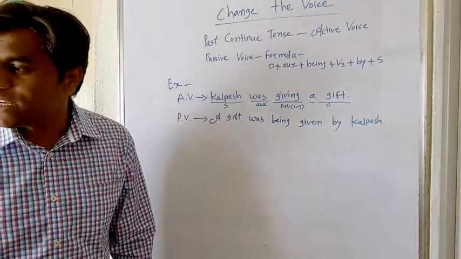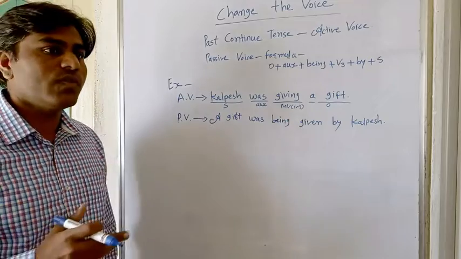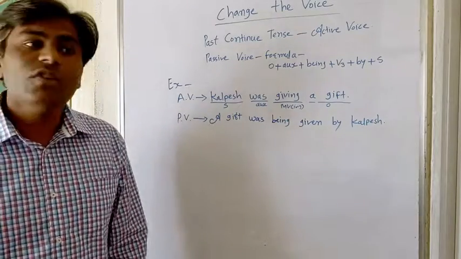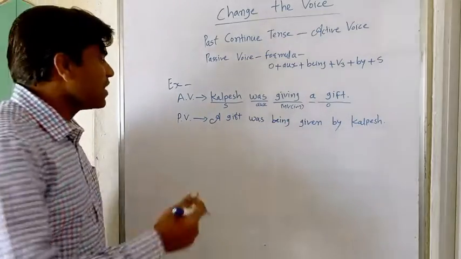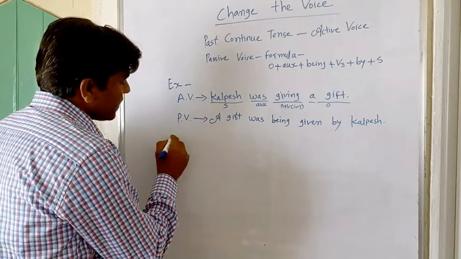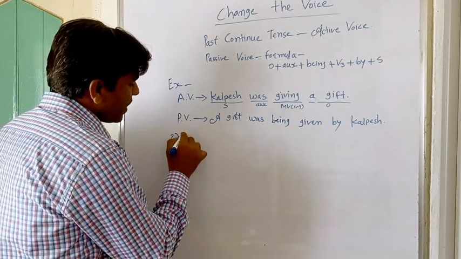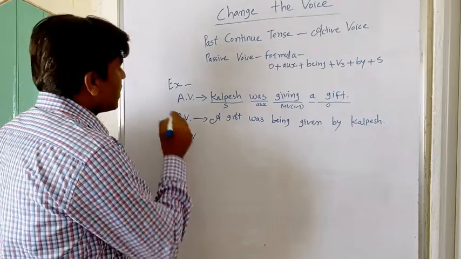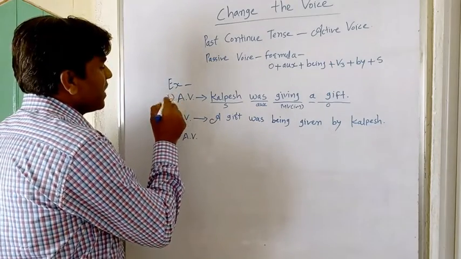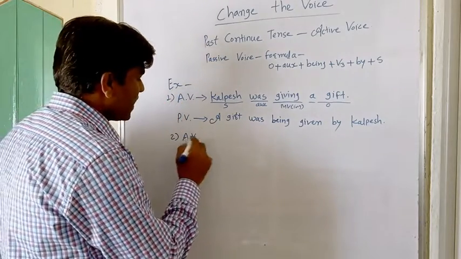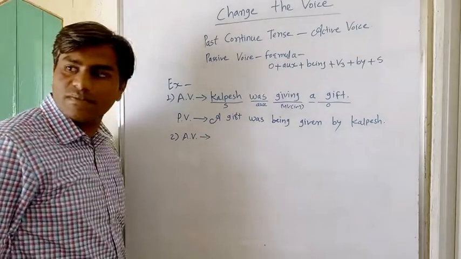Let's see another sentence, another example. So through the next example, we can understand it more. Another example is here. I write here example 2, AV. I write here one, example 1. Here 2, or second. AV, active voice. Okay?